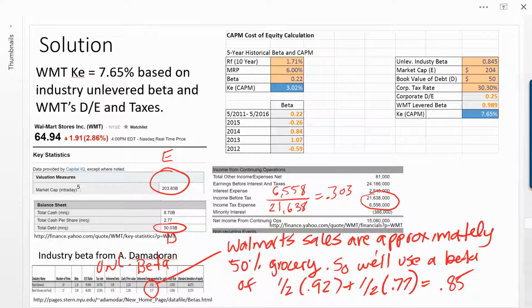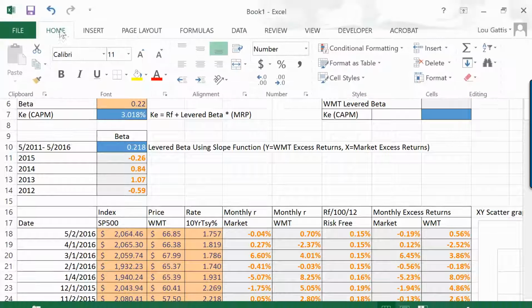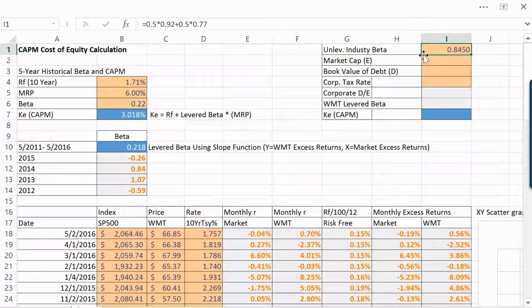So half of 0.92 plus half of 0.77. Oops, looks like something messed up there. 0.92. Says that Walmart should have a beta, if it had no debt, of 0.845 based on its industries.